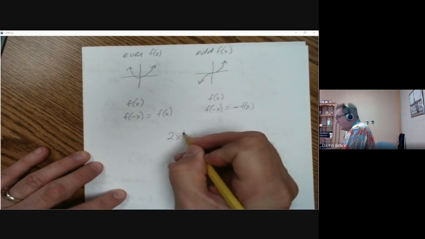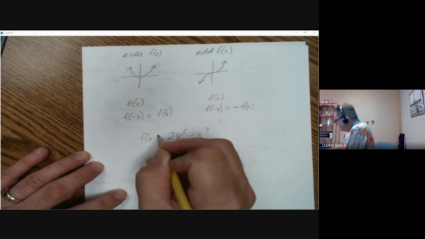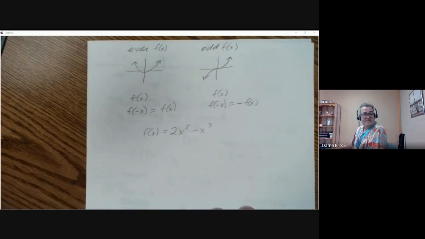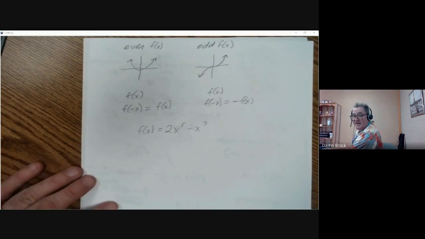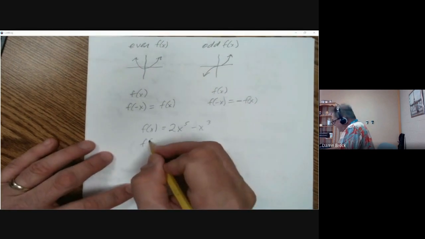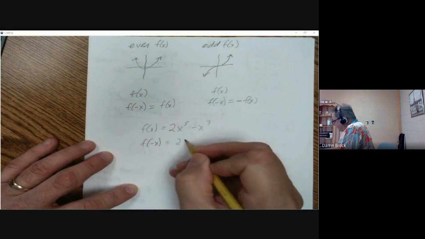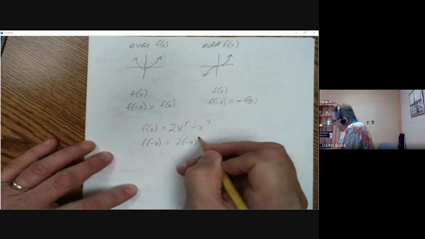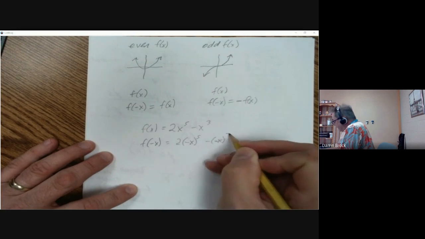2x to the fifth minus x third. Okay, so we've got this function right here. 2x to the fifth minus x third. And we want to know, is that even or odd or neither? It doesn't have to be even or odd. So we test that by testing negative x. So that would be 2 times negative x to the fifth power minus negative x to the third power.